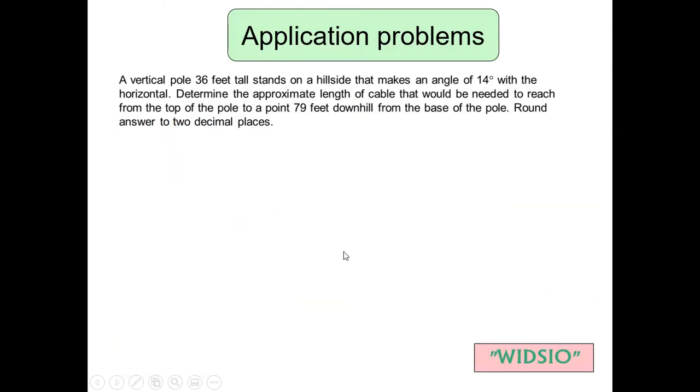All right, let's take a look at an application problem here. A vertical pole, 36 feet tall, stands on a hillside that makes an angle of 14 degrees with horizontal. Determine the approximate length of cable that would be needed to reach from the top of the pole to a point 79 feet downhill from the base of the pole and rounded to 2 decimal places. So let's draw a sketch of this, putting all the different pieces together.